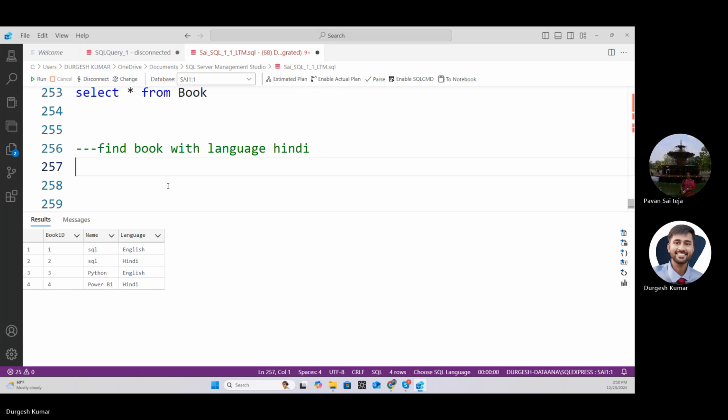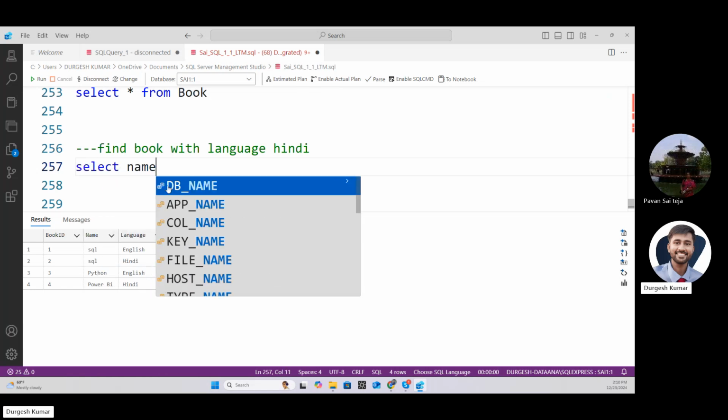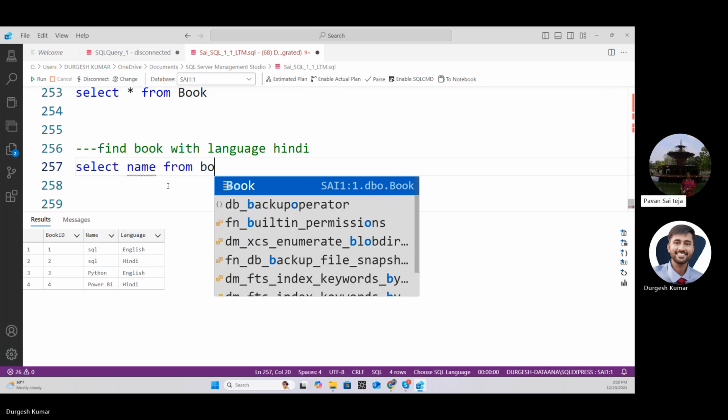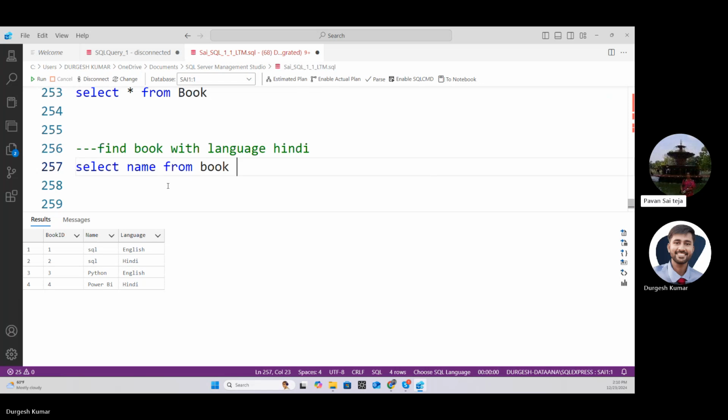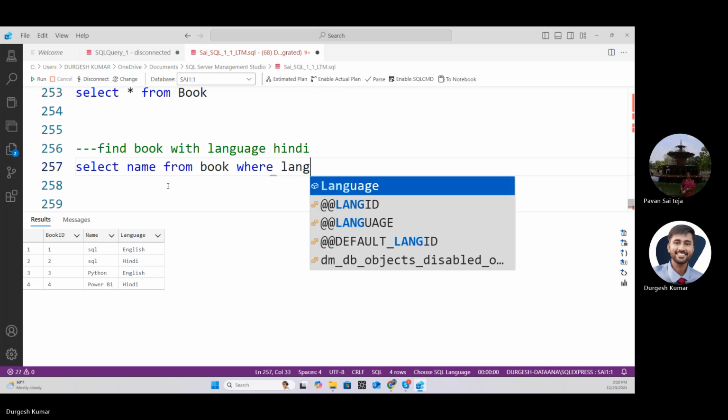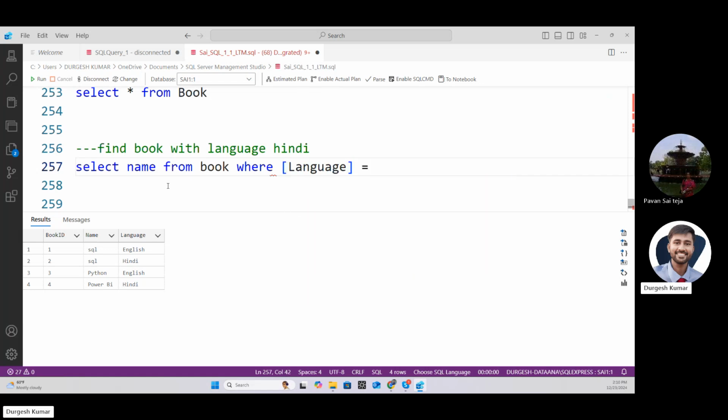Select name from book where language is, language equal to Hindi, right?